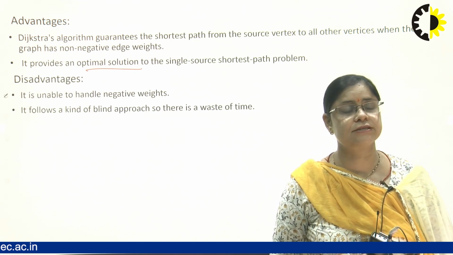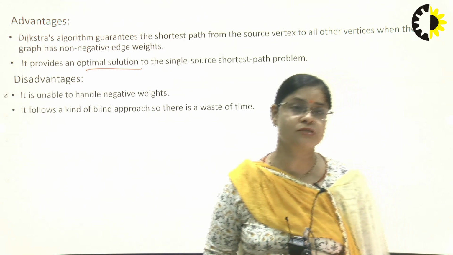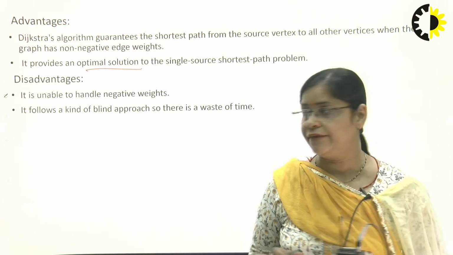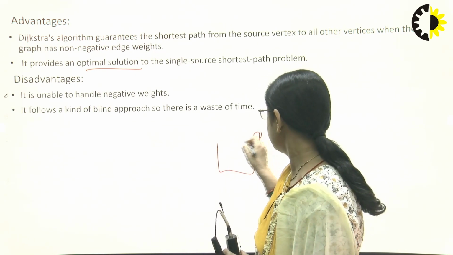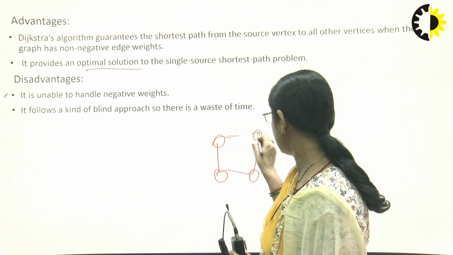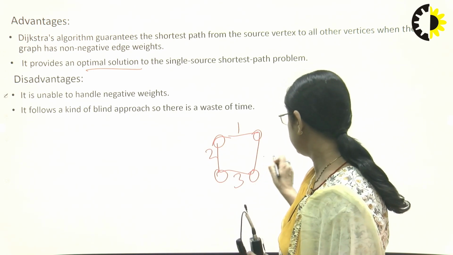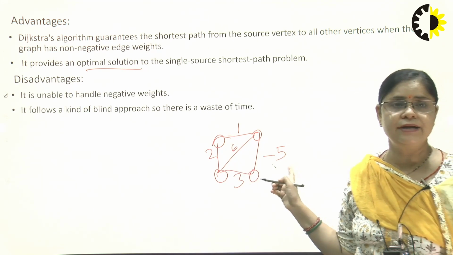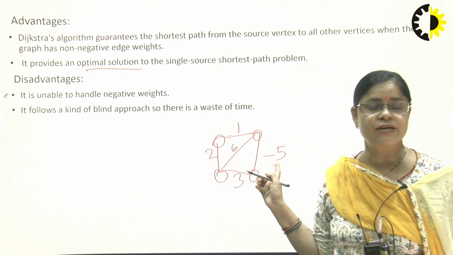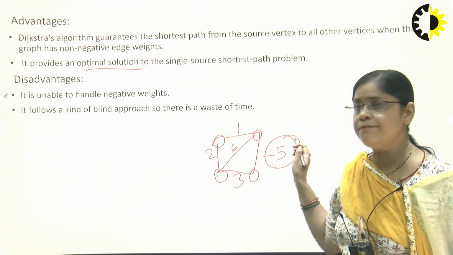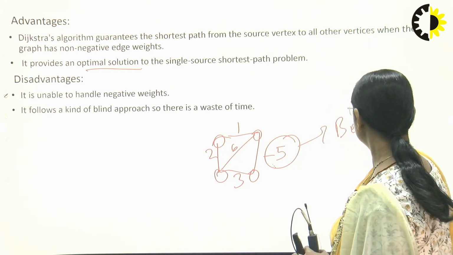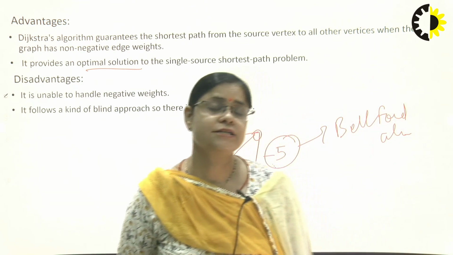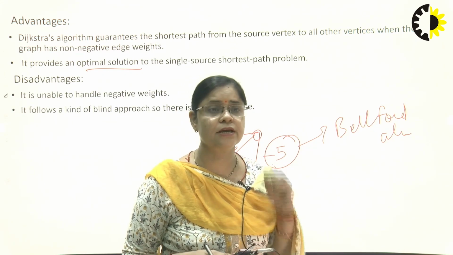And again, if I am discussing the disadvantages, the first and most important disadvantage of the Dijkstra algorithm is that it is unable to handle negative weights. For example, if you have seen in the previous diagram, if I am writing a negative weight here, it is unable to handle this. Dijkstra cannot handle this type of problem. This is solved by the Bellman-Ford algorithm, but Dijkstra is only applicable when our distances are positive.